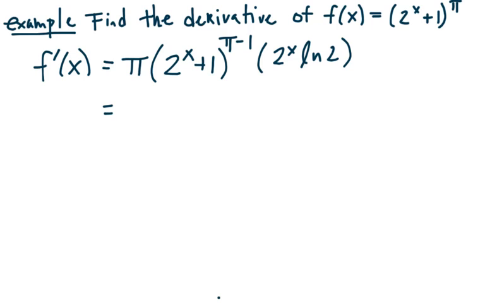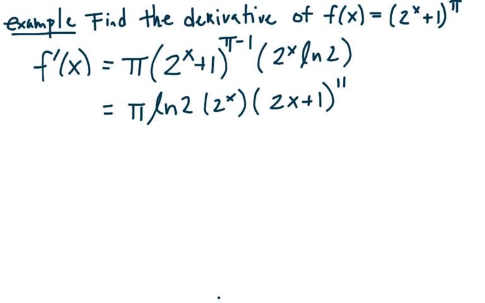And we can clean it up a little bit. We can put the constants out front. Pi times the natural log of 2 times 2 to the x times this 2 to the x plus 1, the quantity to the pi minus 1 power. And we're done. Okay?